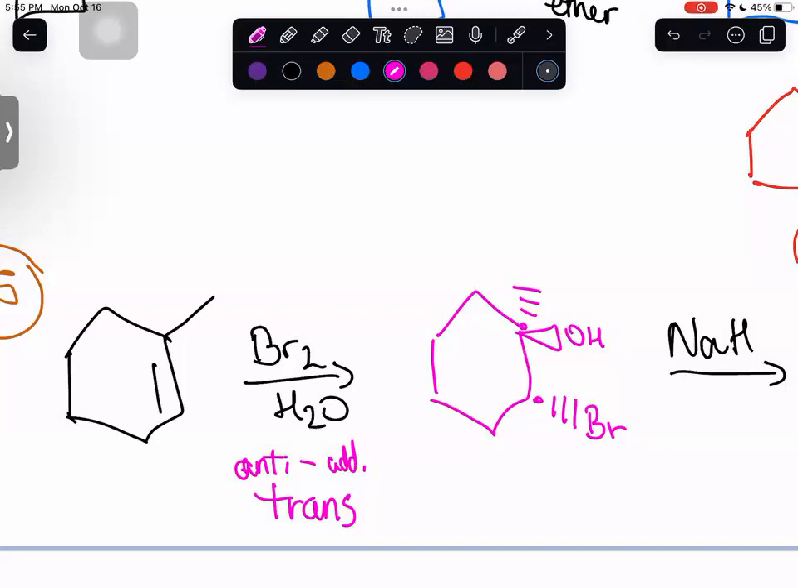Yeah, that's your intermediate. So the intermediate would be bromine. Technically, the intermediate is going to be a little triangle. There's not going to be an oxygen in there. Do you guys want to see the intermediate?